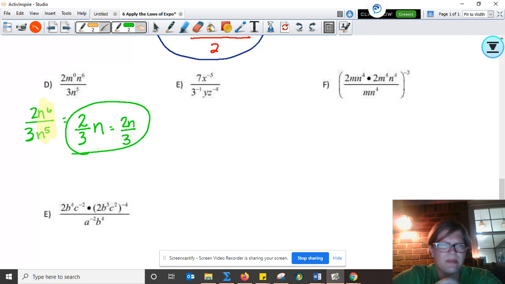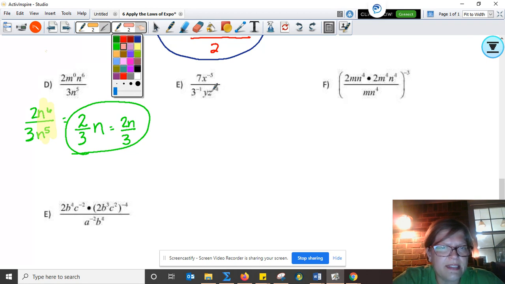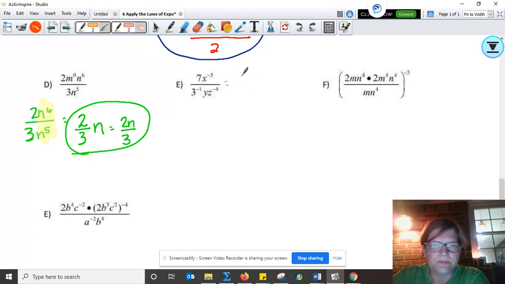Ooh, E, we have a bunch of weird looking stuff. Let's look at this. Since these exponents are negative, they're going to automatically switch locations. So that 7 stays there. X to the negative 5th is going to come down here and say x to the 5th. They change locations. 3 to the negative 1 power moves up. Y stays at the bottom because it's to the 1st power. Z to the negative 4th comes up top, becomes positive 4. All right, now just simplify it.